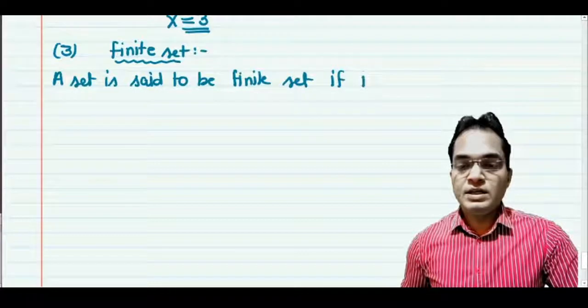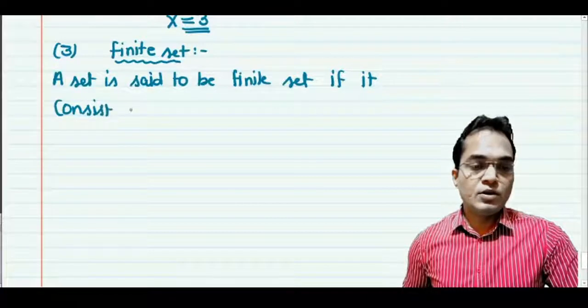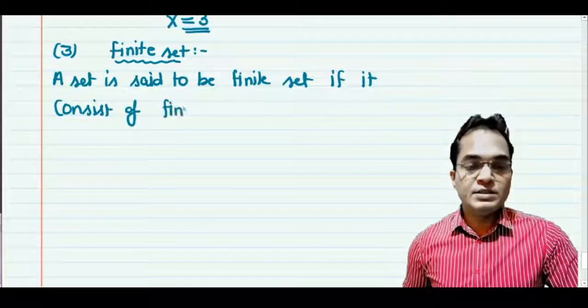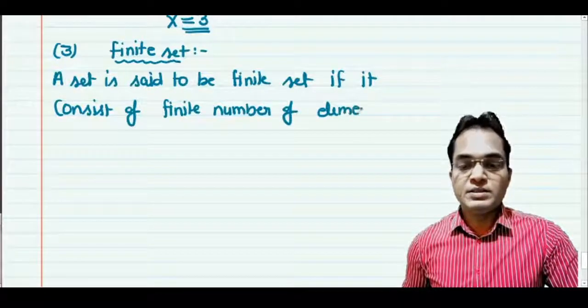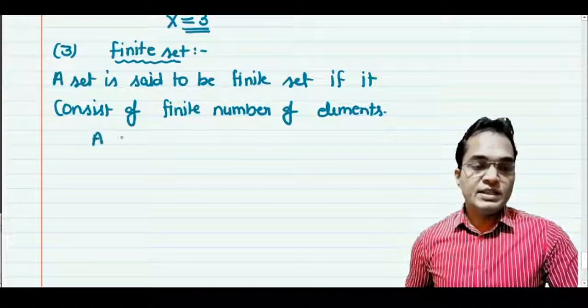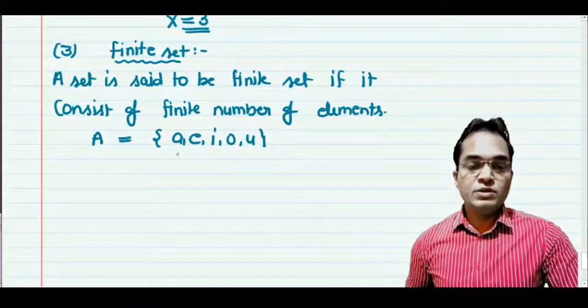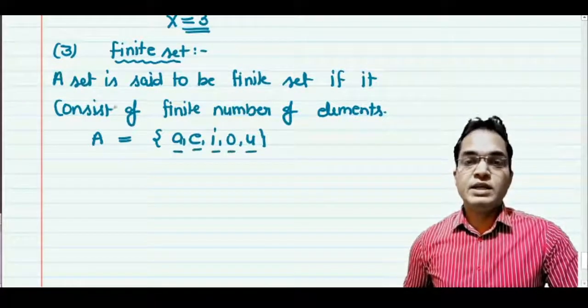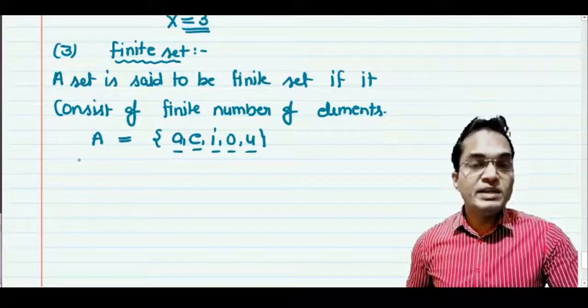if it consists of a finite number of elements, or you can say objects. It means if in a set there are, let's say, A, E, I, O, U, there are only 5 elements, 1, 2, 3, 4, 5. It is a finite set. The null set is also a finite set because there is no element.